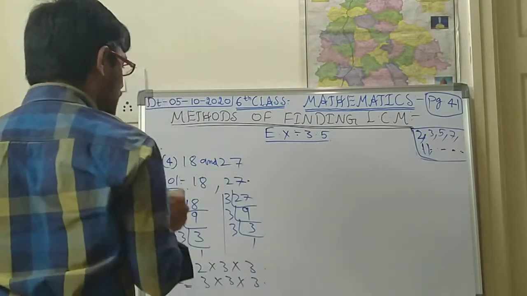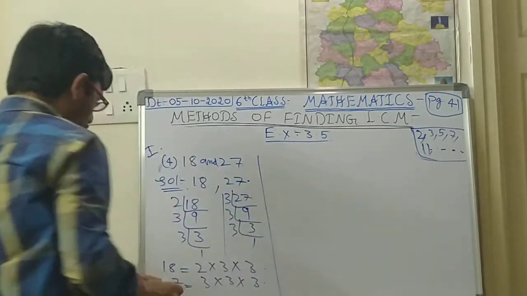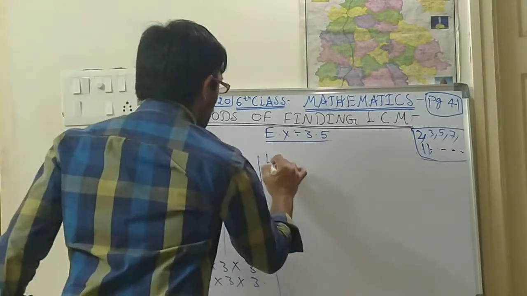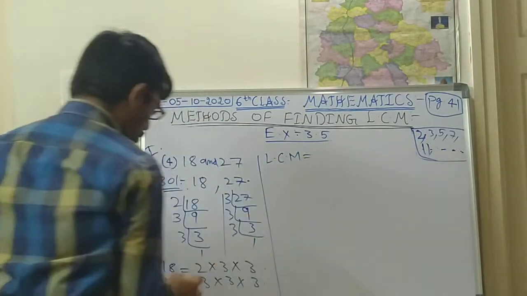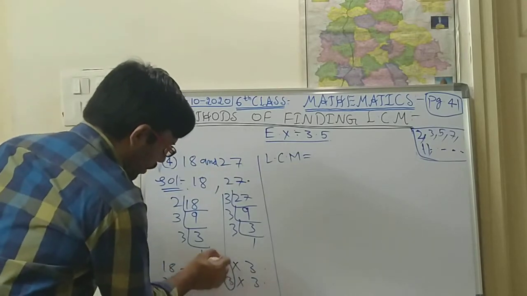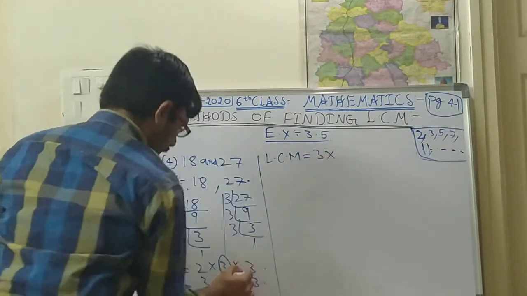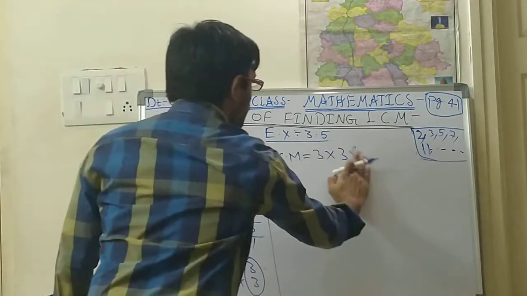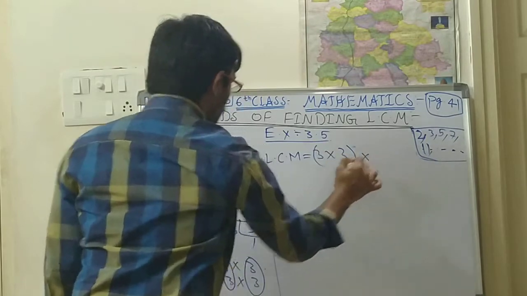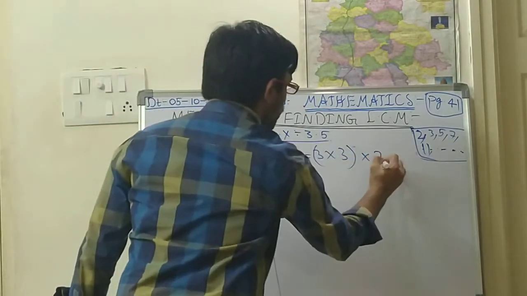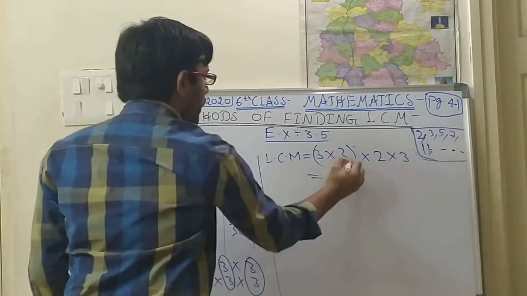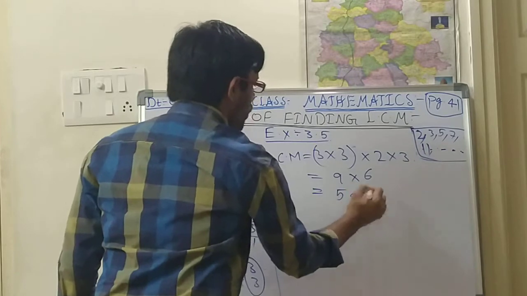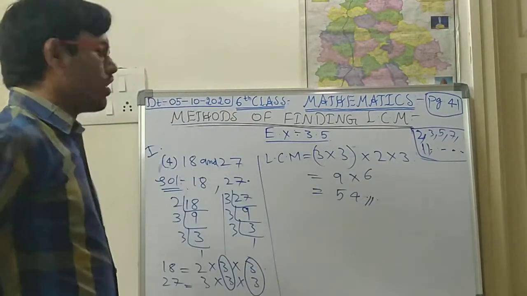Now, what is the LCM? Here I am doing LCM here, since there is no space, but you do it below. So LCM is equal to, what are the common pairs? 3 is a common pair, so write 3 into, again one more 3 is a common pair, so write another 3. That is one set, into the remaining 2 into 3. So 3 into 3 is 9, into 2 into 3 is 6, so 9 6s 54. So LCM is 54.